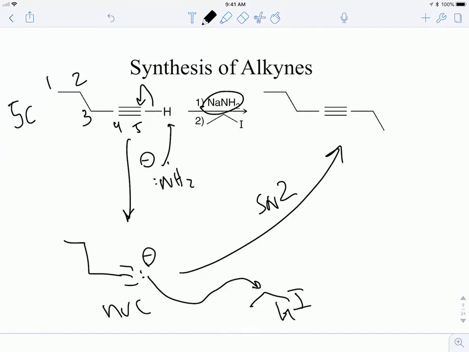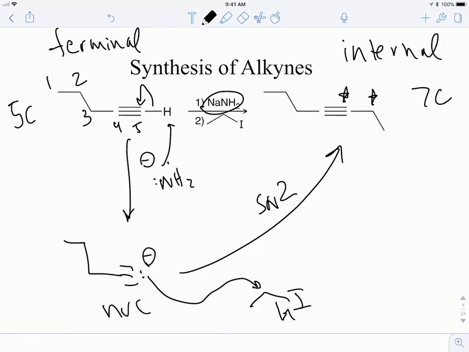SN2 reaction will happen where we'll get a new carbon-carbon bond between these two carbons, and now we have a new 7-carbon alkyne. We went from a terminal alkyne to an internal alkyne using this strategy. So this only works if you have a terminal alkyne. If you wanted to make some new molecule with this internal alkyne, you would kind of be stuck because there's no acidic hydrogens on that guy anymore.